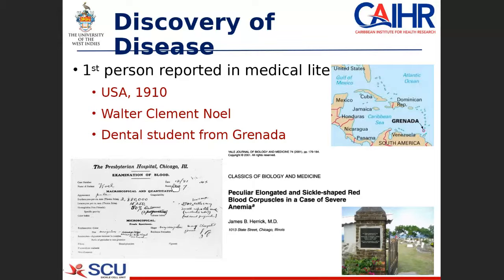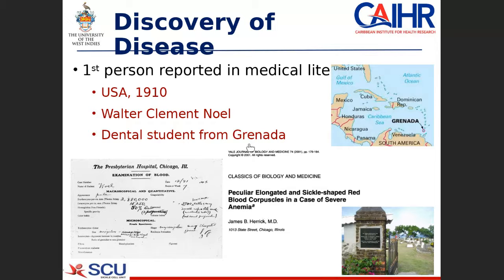And you can see here, this is a copy of his blood report. And you can see that they have drawn what we now know to be sickle cells, with a description of very irregular, many elongated forms of red cells. And so this paper, "The Peculiar Elongated and Sickle-Shaped Red Blood Corpuscles in a Case of Severe Anemia," relates to this first case of sickle cell disease.